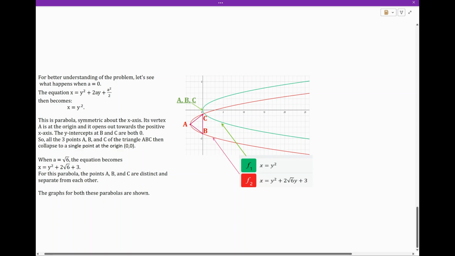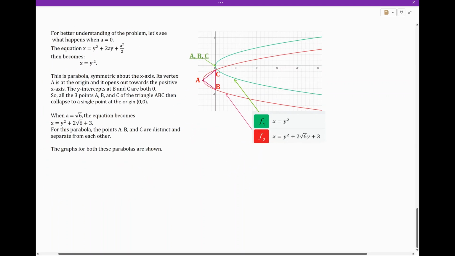So this green graph is that of this equation x is equal to y square, and here this curve or this parabola touches the y-axis at only one point, that is 0, and the 3 points A, B and C therefore are all located at the point of origin, that is 0.